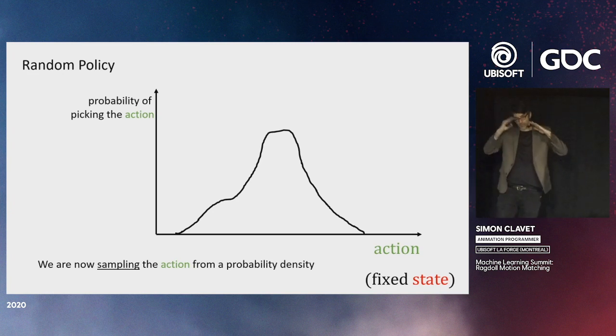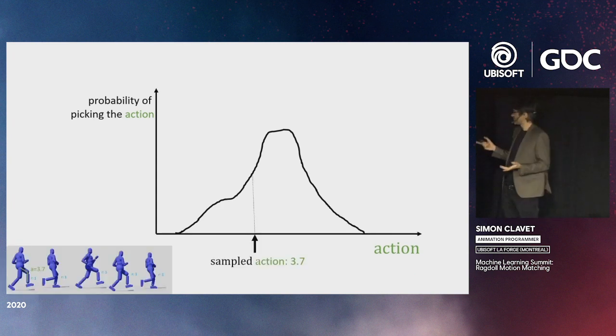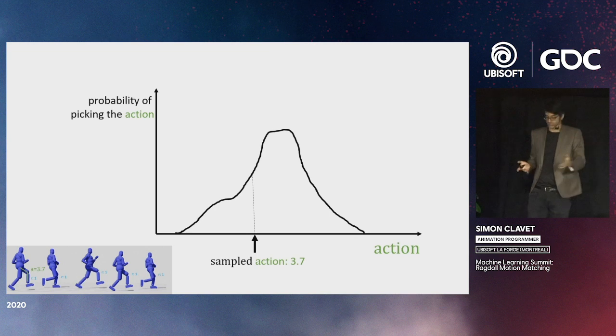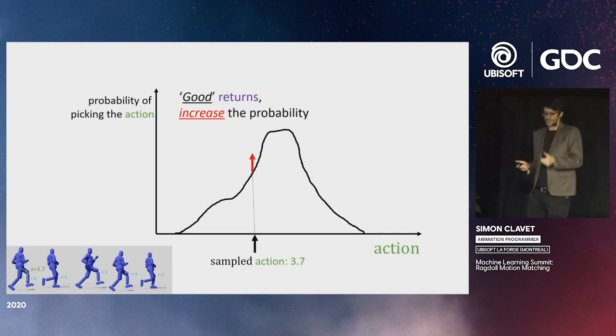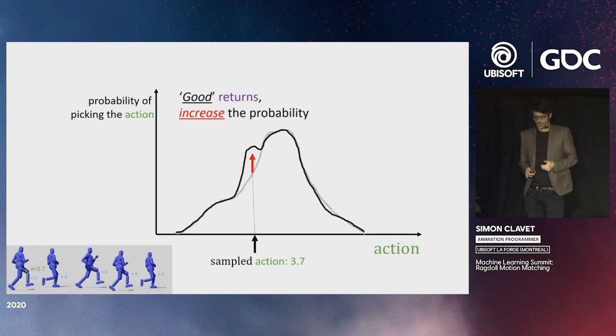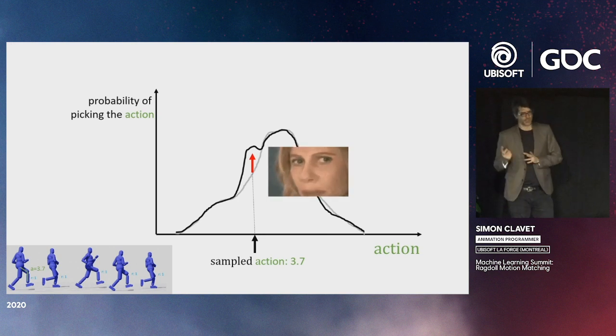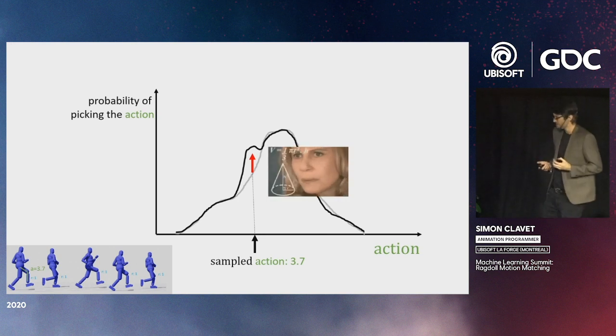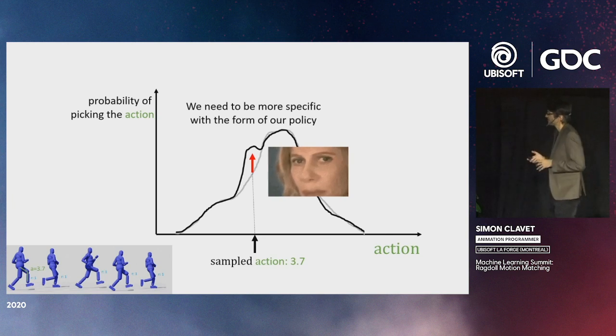The sum under the curve should be 1 because it's a probability. And you see there's more probability of being in the middle there. And now we have sampled this action, 3.7, and we like it because we think it's a good action. We want to increase the probability of doing that more. We want to do it more in the future. So what it means, good returns, we want to increase this probability. So we want to make a little bump there in the curve. But that's weird, how are we going to actually do this? So we need to be more specific about the form of our policy.